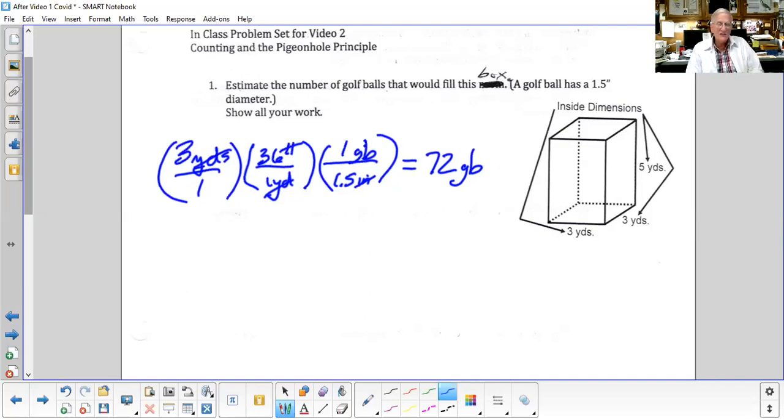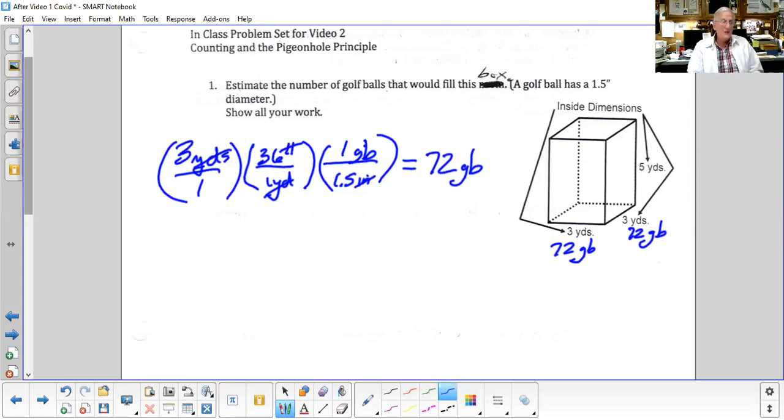Now, this box is actually called a square prism because its base is a square, right? It's 3 yards by 3 yards on the bottom, and it doesn't look like a square because it's 3D, but it is a square base. So both the width and the length of the figure is 72 golf balls. This is 72 golf balls down here. This is 72 golf balls right here. Now, how many golf balls could I stack on top of each other in a row if it's 5 yards?